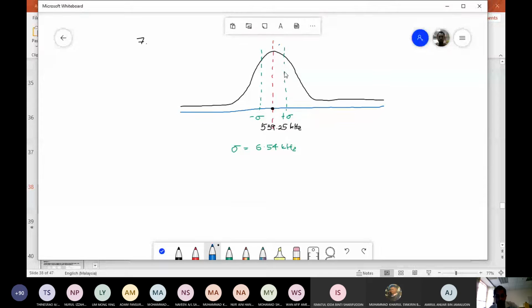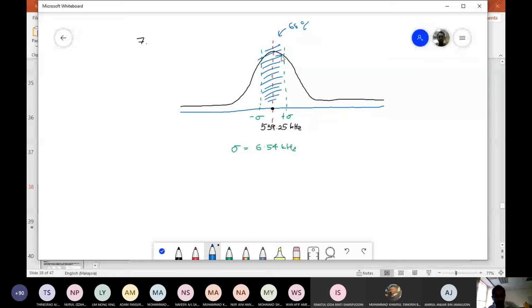Okay. Dalam range ni, yang antara sigma ni, 68% of your reading should fall within this range. Itu dia punya konsep lah, idea dia.